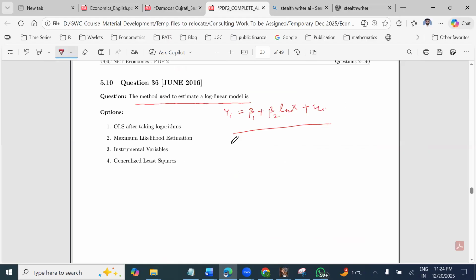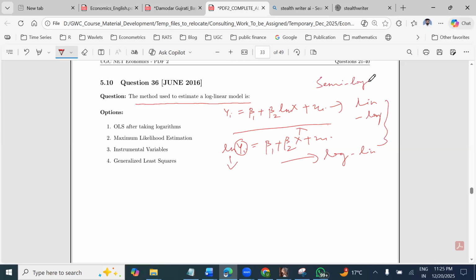Where did we commit the problem? We have to write it like this: ln yi equals beta 1 plus beta 2 x plus ui. This will be the log-lin model, meaning x is linear over here and y is expressed in logarithmic form. And the other will be called the lin-log model. They are part of the semi-log model family. Is it clear, Sangeeta? Yes, sir. Okay, very good.